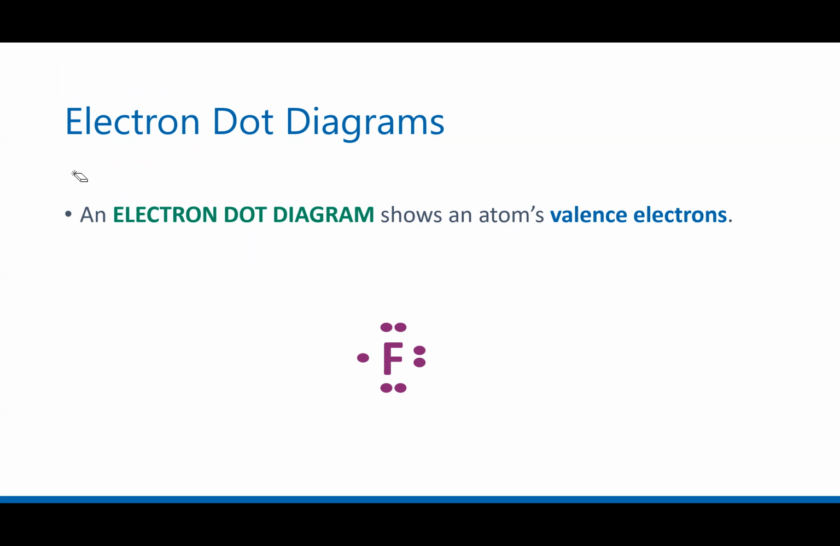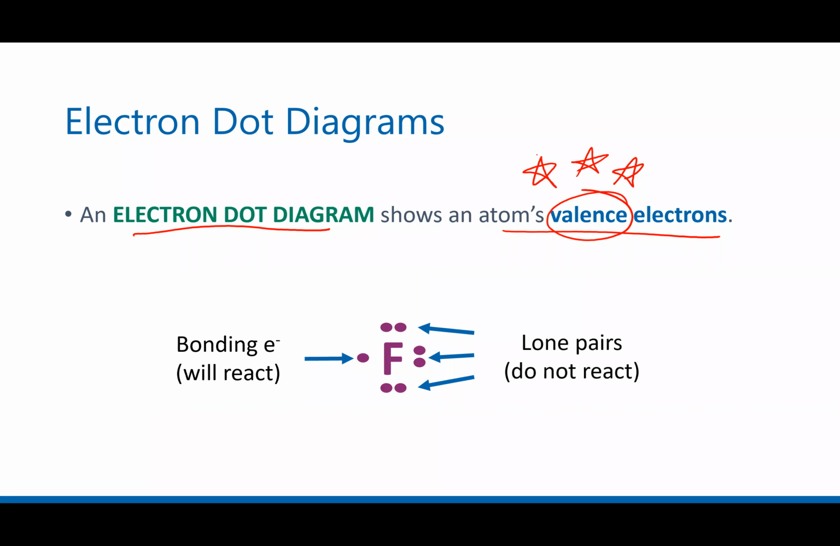It's exactly what it sounds like. It is a diagram that shows electrons as dots, little periods you could call them, around the atom. So an electron dot diagram shows an atom's valence electrons. This is important: it only shows the valence. There are two terms, or rather two phrases, that you need to know before moving on.